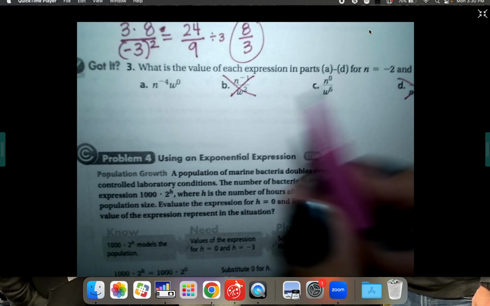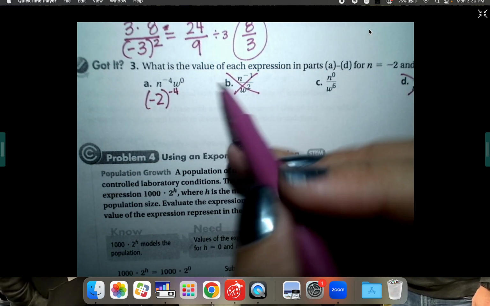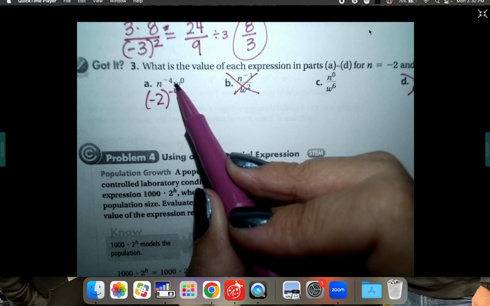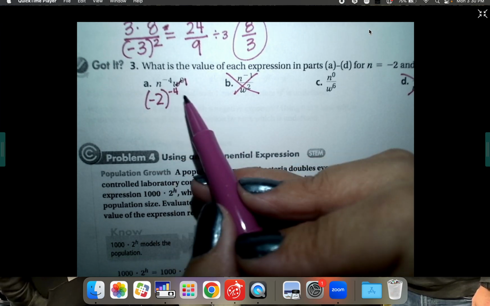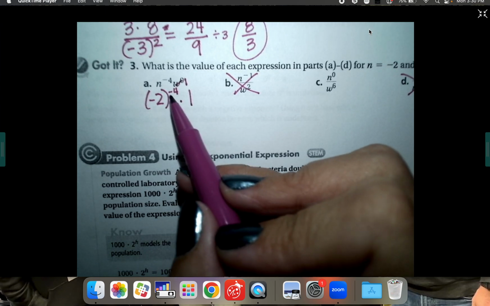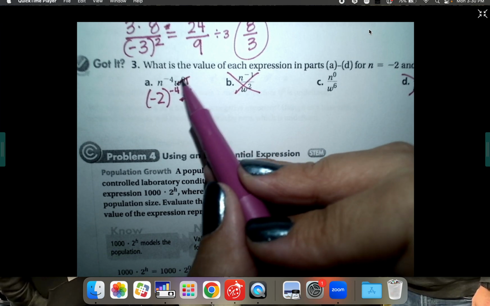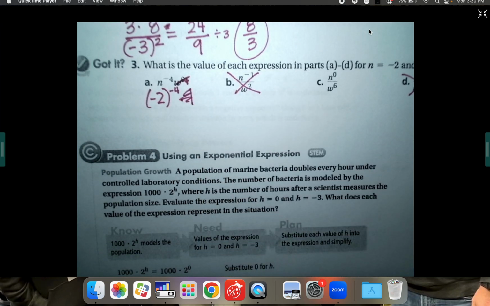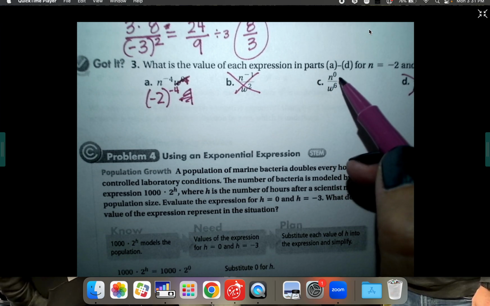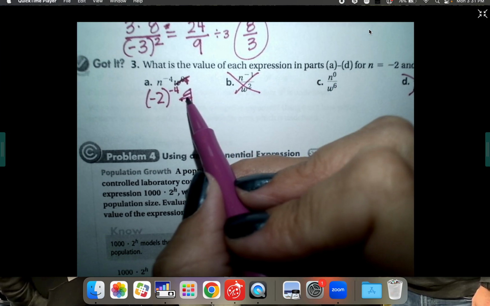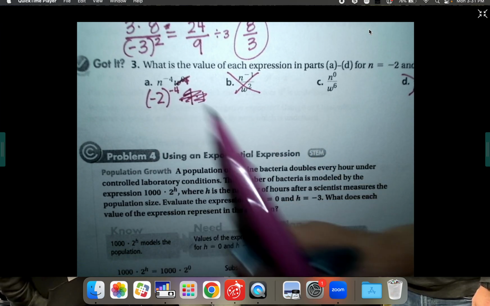N is -2. So this is -2 to the -4th power. W to the 0, I'm just going to remind you that anything to the 0 power is 1. So this whole thing times 1 is just going to be whatever this whole thing is. So you don't even really need it. Anytime I see something to the 0 power, I just cross it off, unless it's in the numerator like this one is, and you can fill that in with a 1. You really don't need it because anything times 1 is just whatever the anything is. So I just need to solve this.